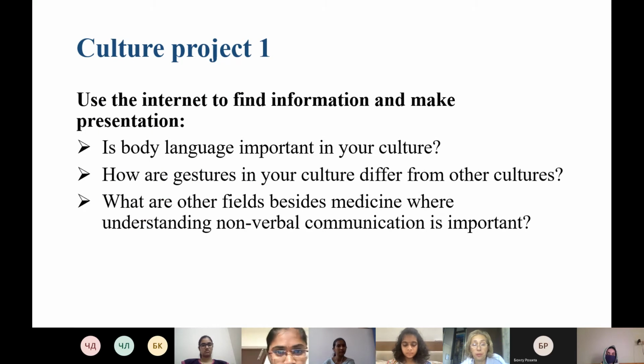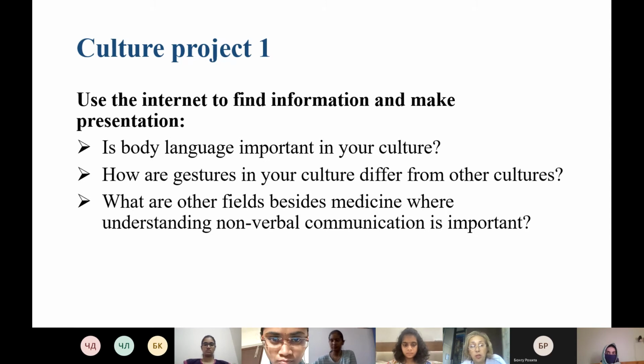So there'll be 3 projects. There are 13 students, right? And you should divide into groups of 4 or 5 students, because we have 3 culture projects. The first one is about body language. You should use the internet to find information and make a presentation.